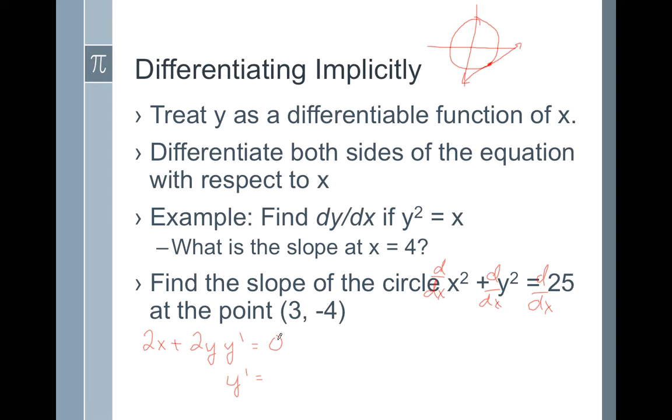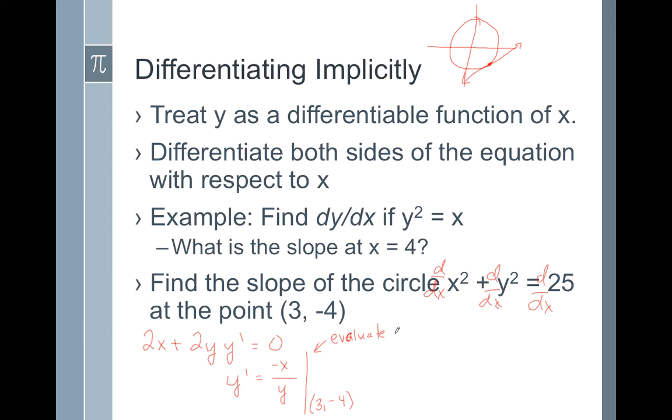So I can subtract 2x and I can divide by 2y and I get negative x over y. And I want to know what is the slope of the tangent line at the point 3, negative 4. So I'm going to evaluate at the point 3, negative 4. Now I've not used this symbol too much, if ever yet this year, but this means to evaluate at.